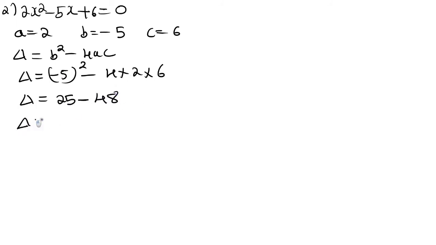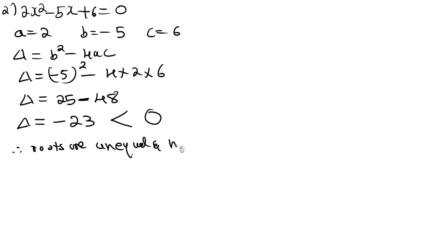So delta is equal to 25 minus 48. Okay, so you will get minus 23, because 48 is the bigger number, right? You need to keep that sign only. So discriminant value is minus 23. We know a negative number is less than 0. What does it imply? Therefore roots are unequal and not real. Okay, roots are unequal and not real. Less than 0 means it is not real.